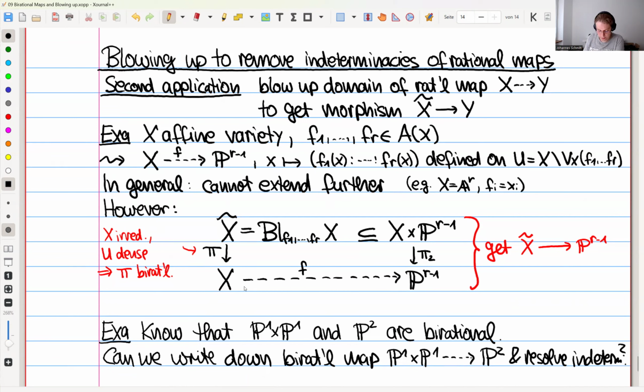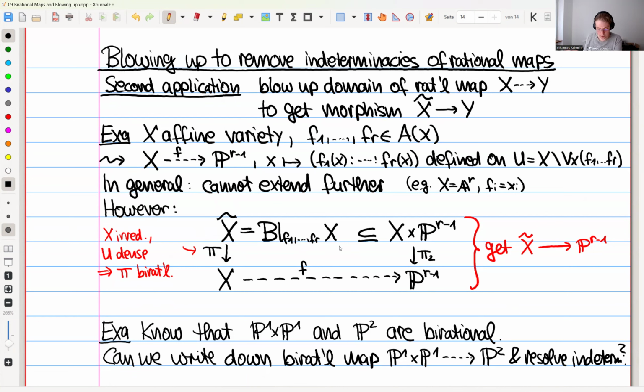So here downstairs, we have just this rational map f from X to P^(r-1). And if you recall, how did we define the blowup? Well, we defined the blowup by taking the map f on U. This is a map from U to P^(r-1), and its graph then sits inside U cross P^(r-1), and in particular inside X cross P^(r-1). And then we defined X tilde to be the closure of this graph. So the blowup was defined by the closure operation.